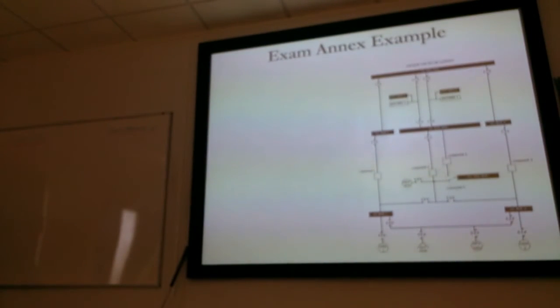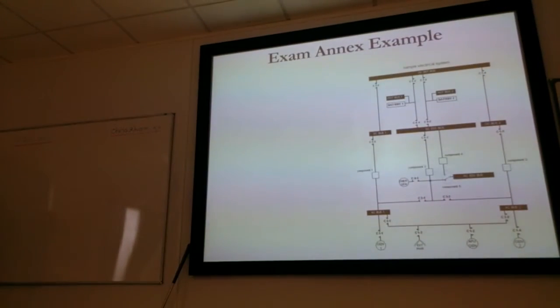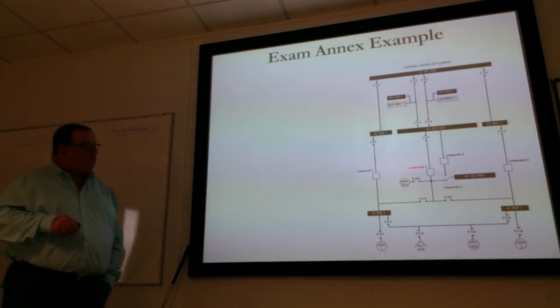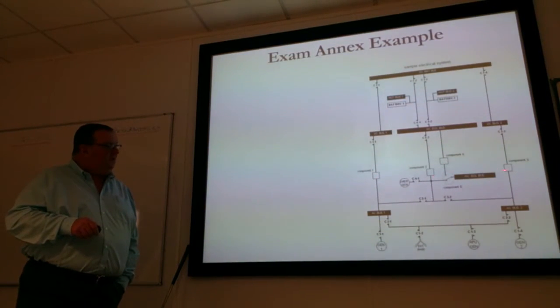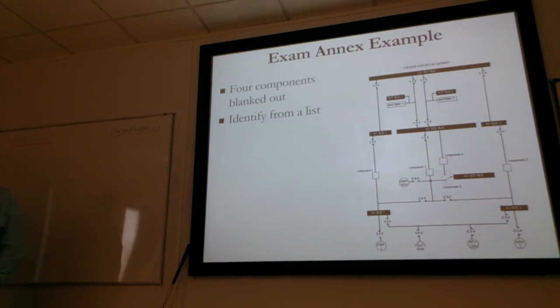One of the exam questions that comes up is like this, and you've got an example in your handouts. This one has 4 components blanked out: 1, 2, 3, 4. It'll ask you to identify from a list what a particular component is. The list will be things like generator control unit, inverter, bus tie, or a TRU.